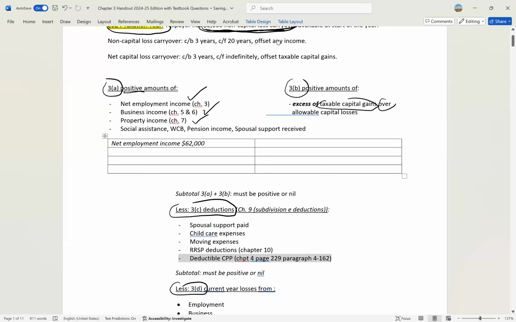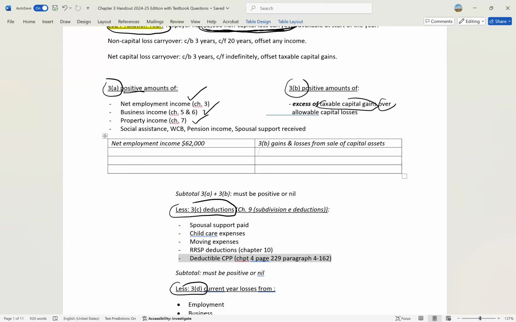It cannot be negative. So 3B would either be positive or zero, and it stems from the disposition of capital assets. So when we're looking at 3B, we're looking at gains and losses from the sale of capital assets. Capital assets are any assets that you purchase to generate income. That could be, for example, shares. A lot of individuals buy shares hoping to receive dividend income. And eventually, if they sell the shares for more than they bought them for, they would have a capital gain. If they sold them for less than they bought them for, they would have a capital loss.